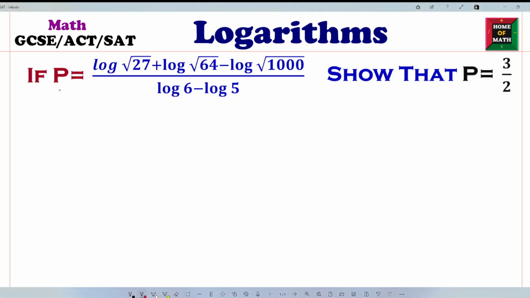If p equals log root 27 plus log root 64 minus log root 1000, divided by log 6 minus log 5, show that p equals 3 by 2. It's a very important math for any kind of international examination like GCSE, SAT or SET. First, we can start from here.